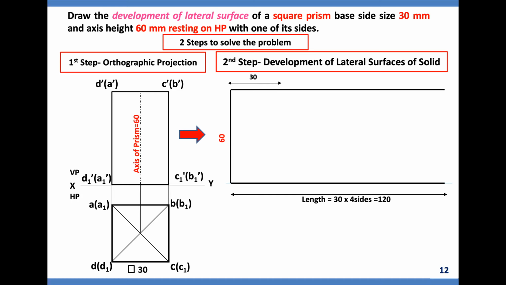As I said, side size is 30 mm. 4 times we have to draw. 1, 2, 3, 4. So now I have cut, unfolded and spread it on a single plane. Whatever you can see here, which I am indicating with the movement of the cursor, this is development of lateral surface of square prism. You have to name it. Here there is no restriction like small letters as we do in orthographic projection. This is development. Here you can go for capital letters. The top one is A and bottom one is A1, like that B, B1, C, C1, D, D1.